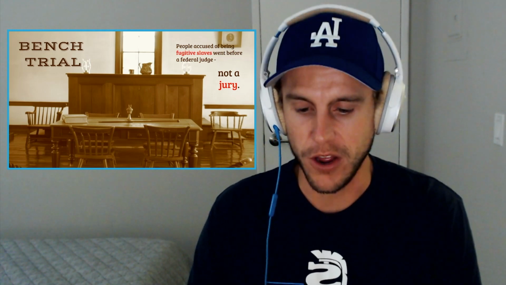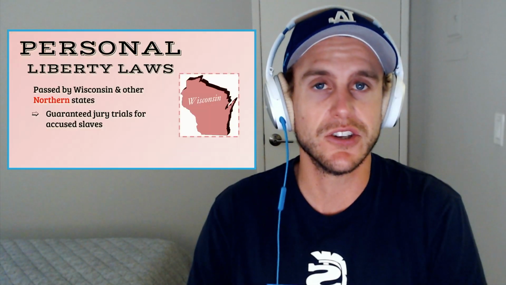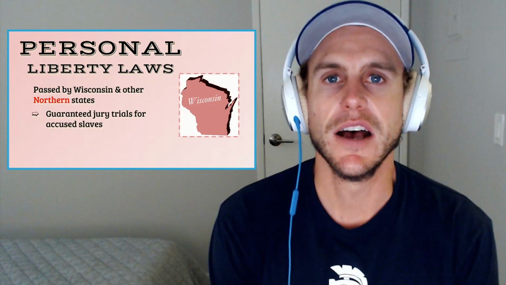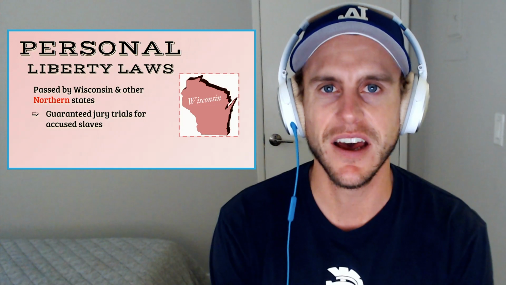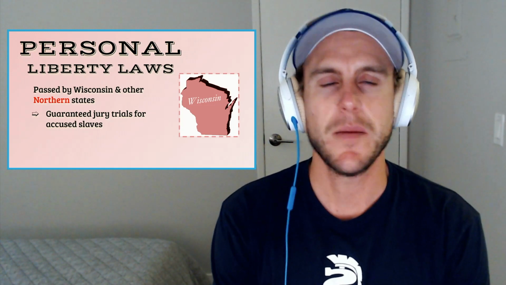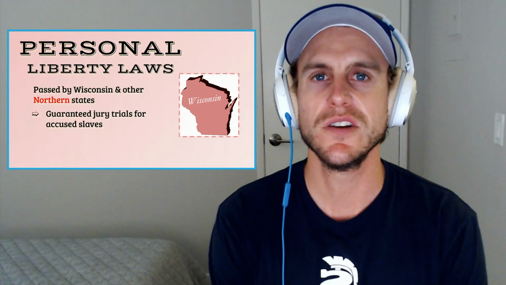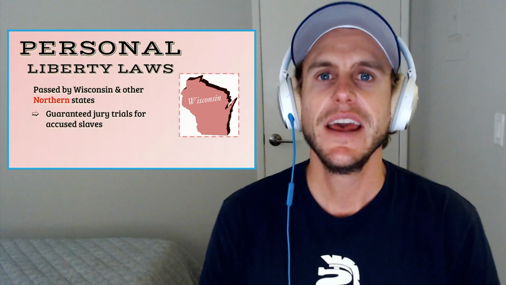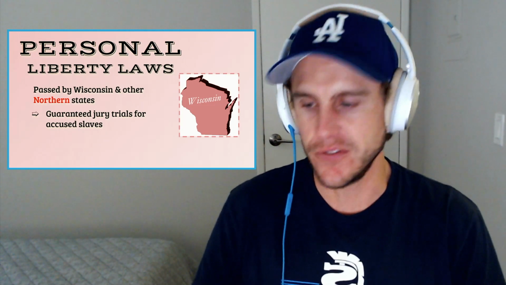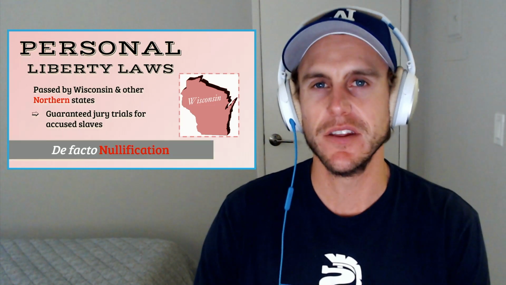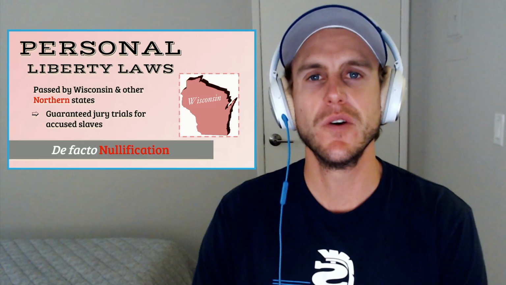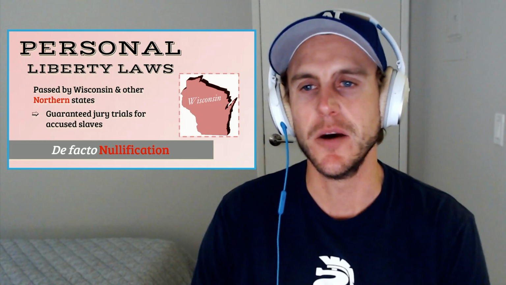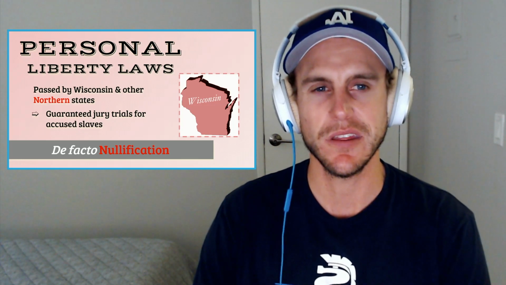So many in the North, these abolitionists up there, are going to start finding loopholes around this. They're going to pass what are called personal liberty laws. States like Wisconsin, Illinois, Indiana, New York are going to pass these laws that basically guarantee that if you are accused of being a fugitive slave, you don't go before a federal judge. You are tried by a jury of your peers. It's a way to get around this fugitive slave law. And it's going to outrage many in the South, because it's a de facto nullification. It doesn't just get rid of the fugitive slave law, but it basically makes it a moot point, and really it's not going to do anything.